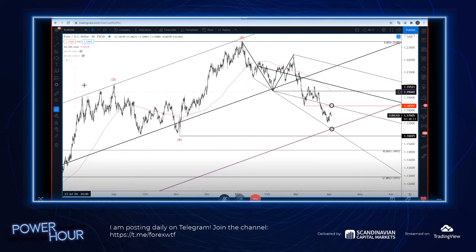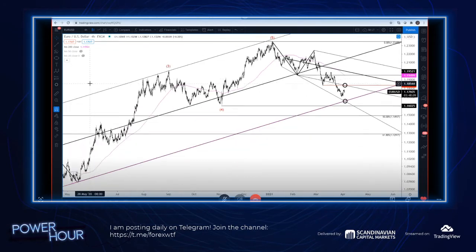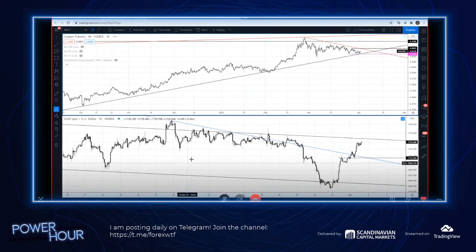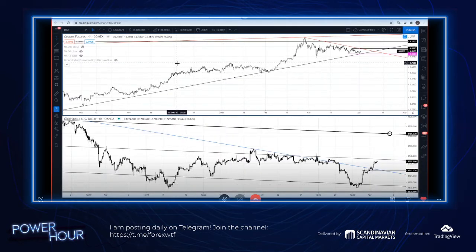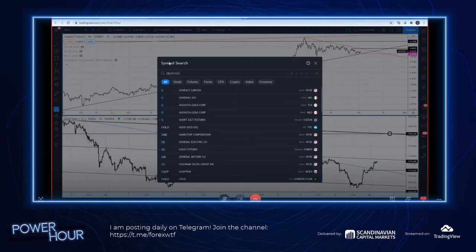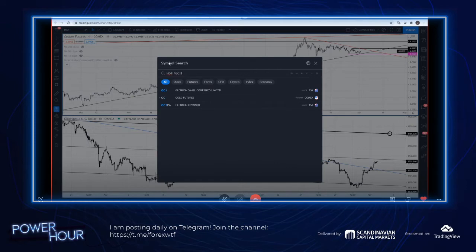All right, let's move on. I want to take a quick break from honing in on FX because I wrote about this yesterday. We're going to look at the copper gold ratio, and this obviously plays into FX.